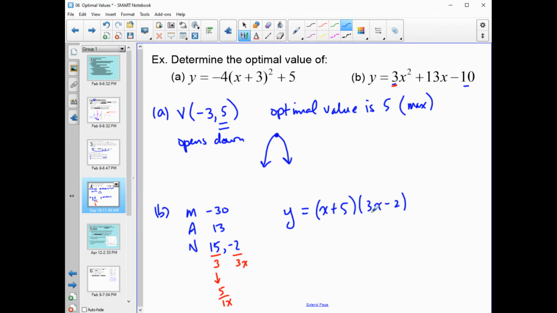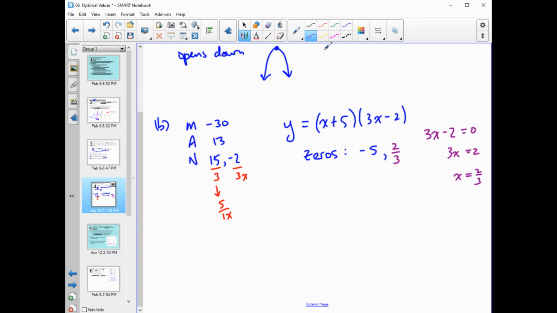So now I have this in factored form, and from here I can actually read the zeros basically by inspection. The zeros are going to occur when x plus 5 equals 0 or x equals -5. And then another 0 is going to occur, and you might need to write this one out, and there's nothing wrong with that. When does 3x minus 2 equal 0? That occurs when 3x equals 2 or x equals 2/3. So my zeros occur at -5 and +2/3.